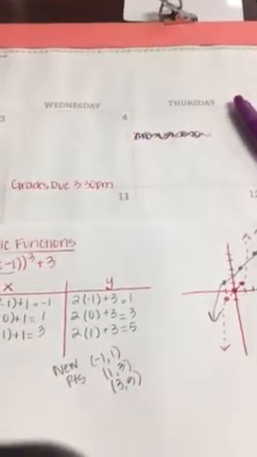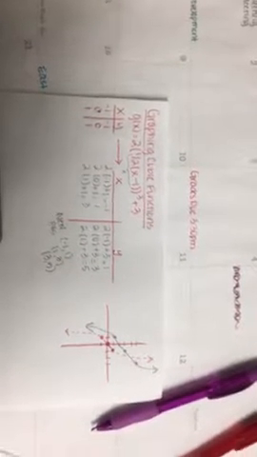So that's how you graph a cubic function given the transformations. That's how you graph it by hand. It's a lot like your homework.